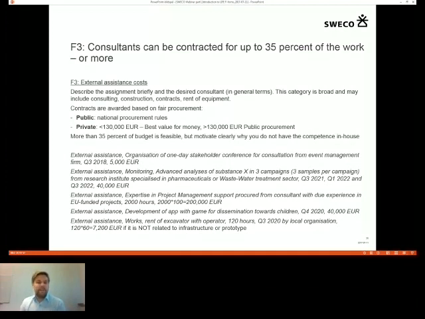The European Union likes it if you do some sort of innovative way of disseminating the information to, for example, citizens. It can be that you develop an app with a game that the children use. This would also qualify as external assistance. And then finally, of course, works that are not connected to infrastructure, prototype, or equipment can be included. So, for example, the rent of an excavator with an operator inside for 120 hours from a local organization can be included.